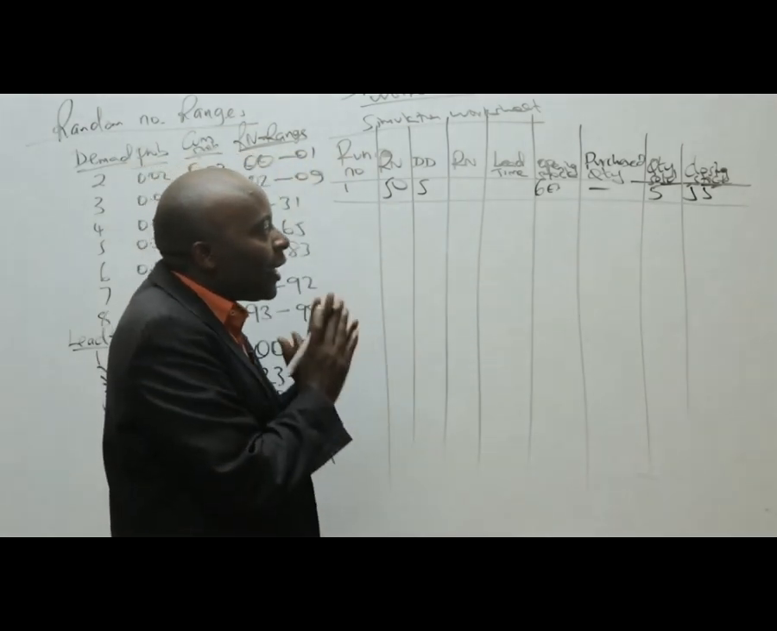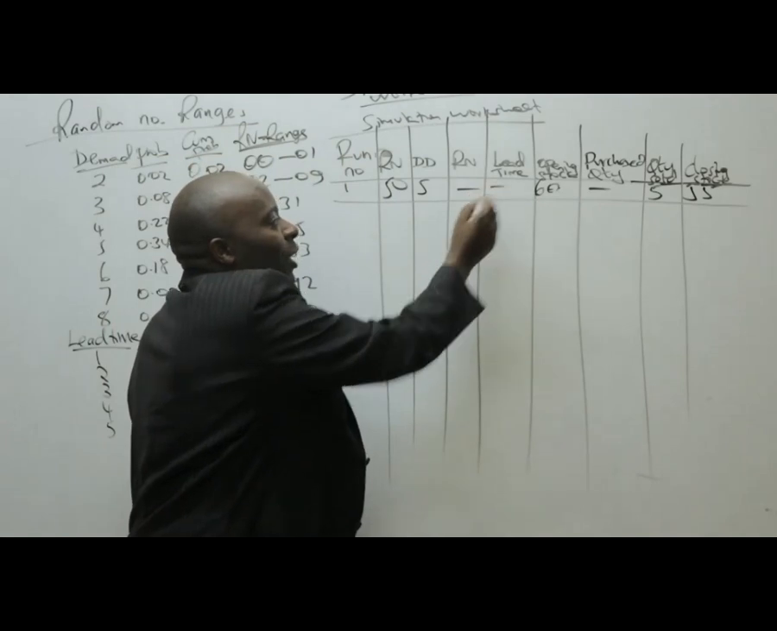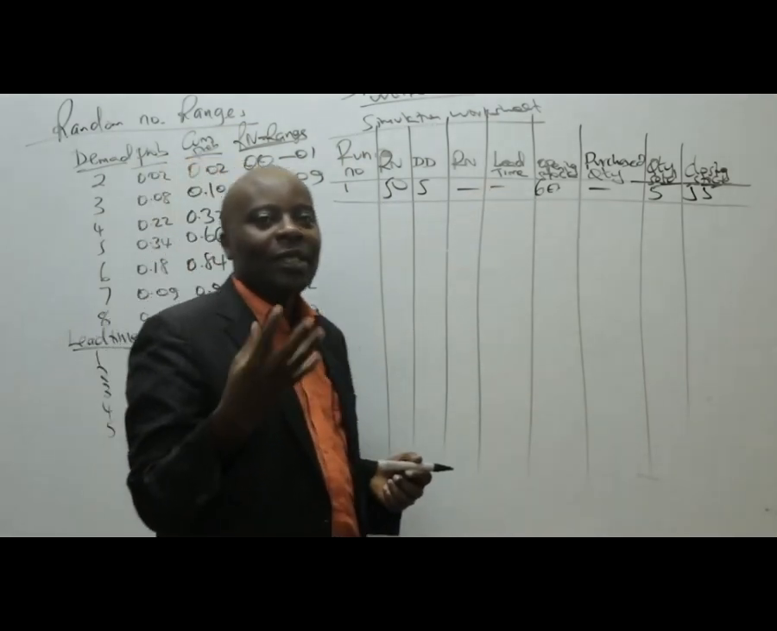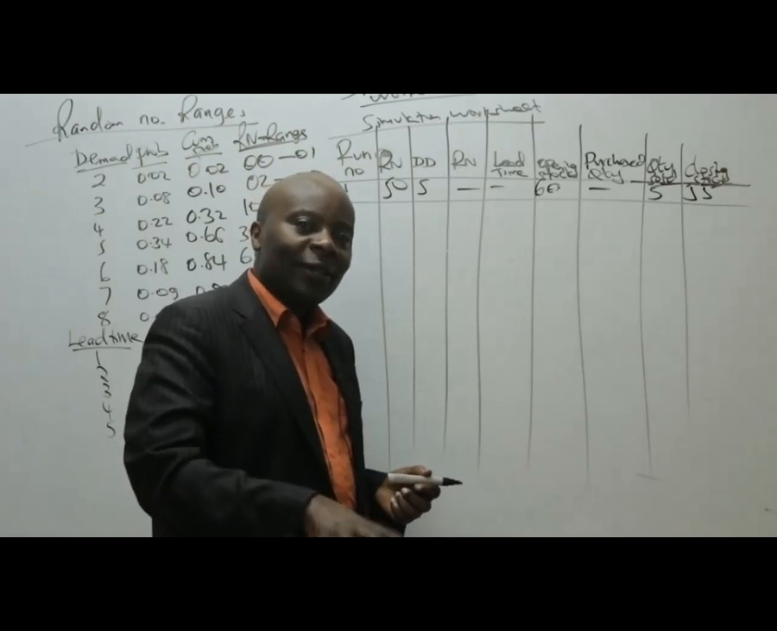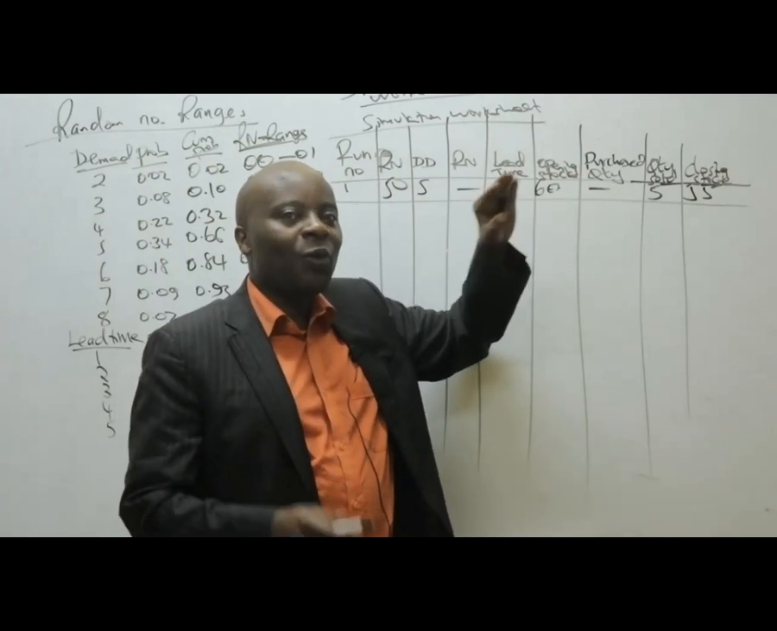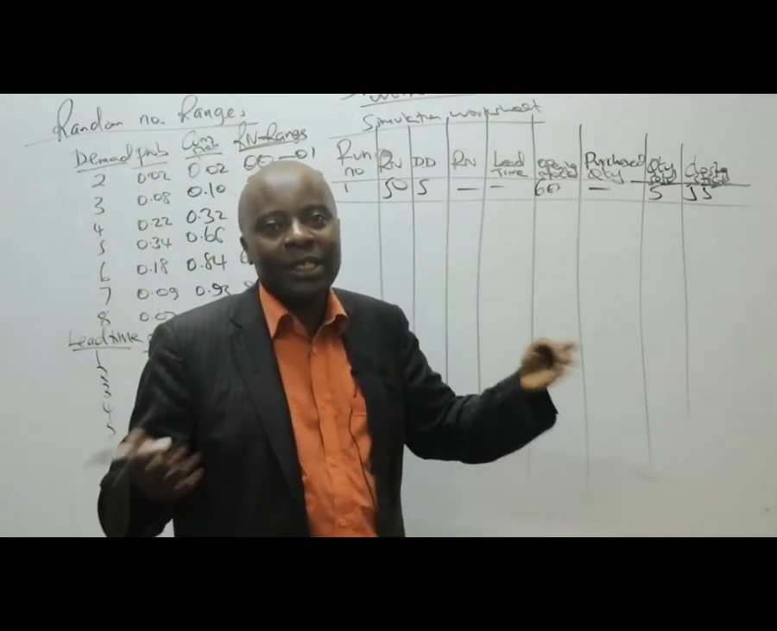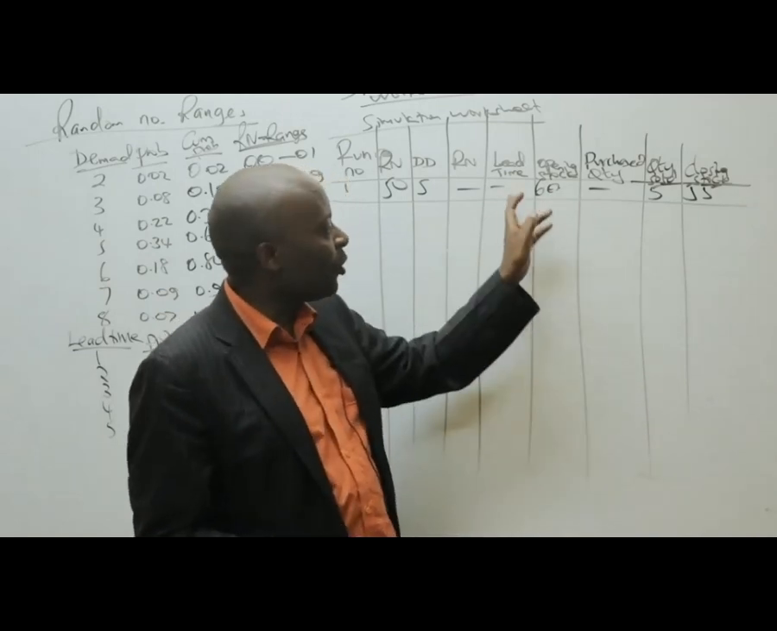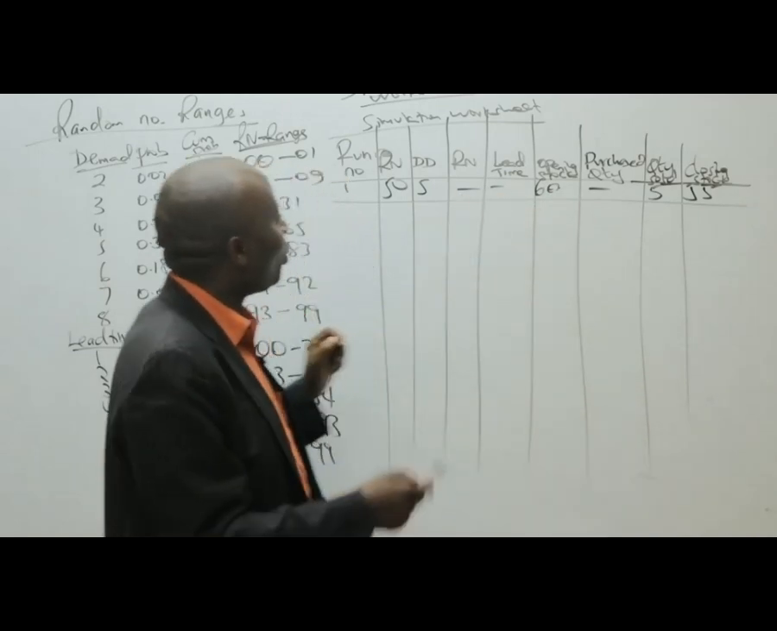So if we are not ordering at all, there will be no need for lead time, because lead time is the period taken to deliver. Because we are above 40, we are not making that order, we have not asked anybody to deliver, so there is nothing we are waiting for. No delivery there. So please don't waste your random numbers here. Now go to run number 2.